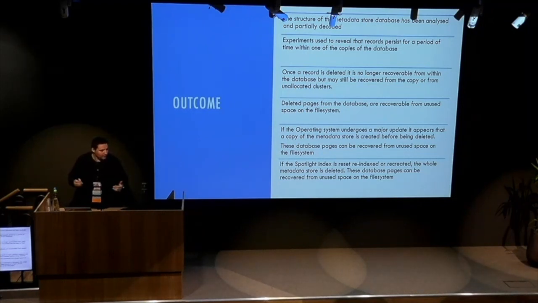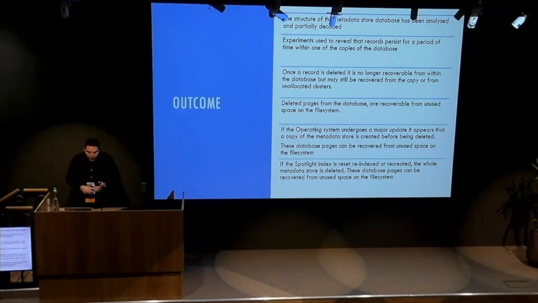There was one thing that we couldn't figure out. Experiments were used to reveal that records persist for a period of time within one of the copies of the database. Once a record is deleted, it's no longer recoverable from within the database, but could still be recovered from a copy or from unallocated clusters due to that fluidity. Deleted pages from the database are recoverable from unused space on the file system.